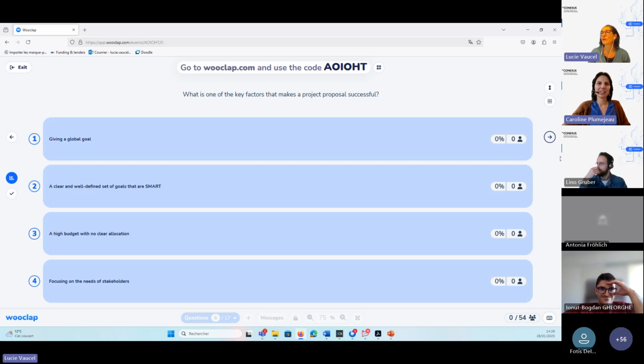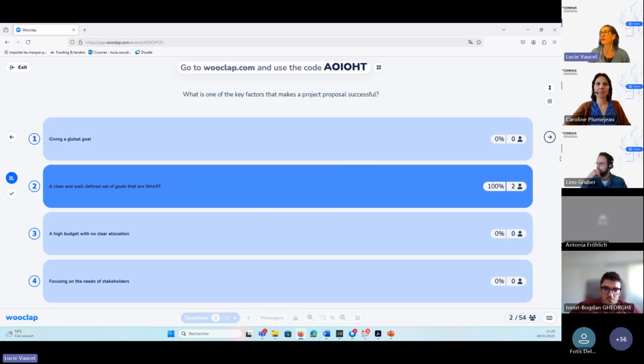Okay. First question, what is one of the key factors that makes a project proposal successful, based on what Caroline said? Yeah, please. You can vote. One, giving a global goal. Two, a clear and well-defined set of goals that are SMART. Three, a high budget with no clear allocation. Four, focusing on the needs of stakeholders.